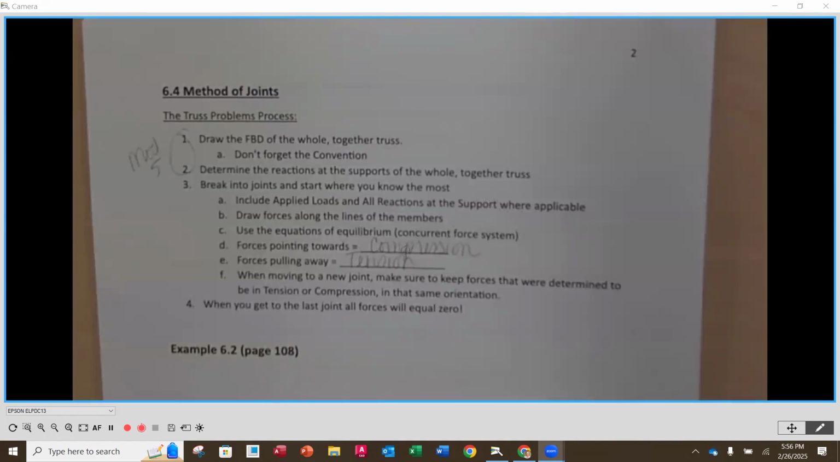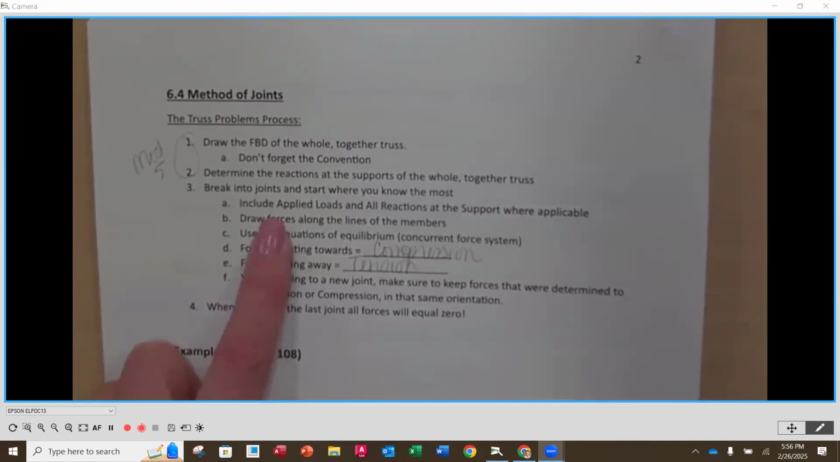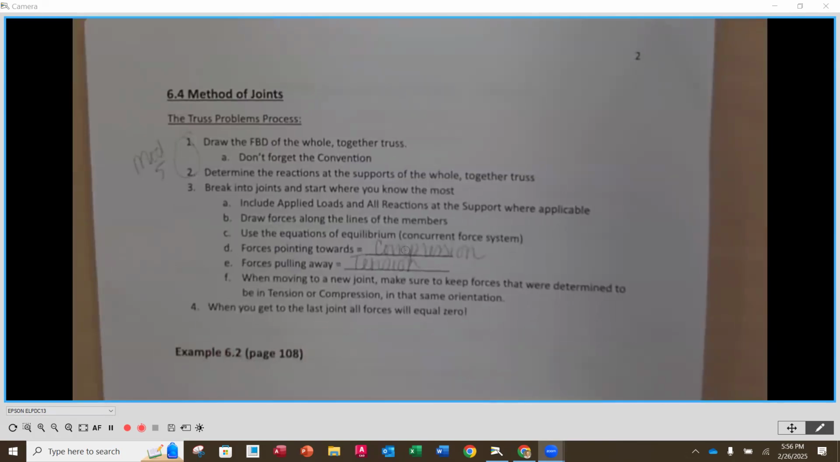So we're specifying tension or compression, and later on, although we won't be doing it in this class, it would become important for how much and the type of material that we would be putting in place to safely support those loads, okay? And then once we have that for the particular joint, we're then going to move to a new joint, making sure that all those forces that were determined in tension or compression are in the same orientation on the next joint. And then we continue to move around until we get to the last joint, which should equal 0 because we're in equilibrium. So that's what it says here.